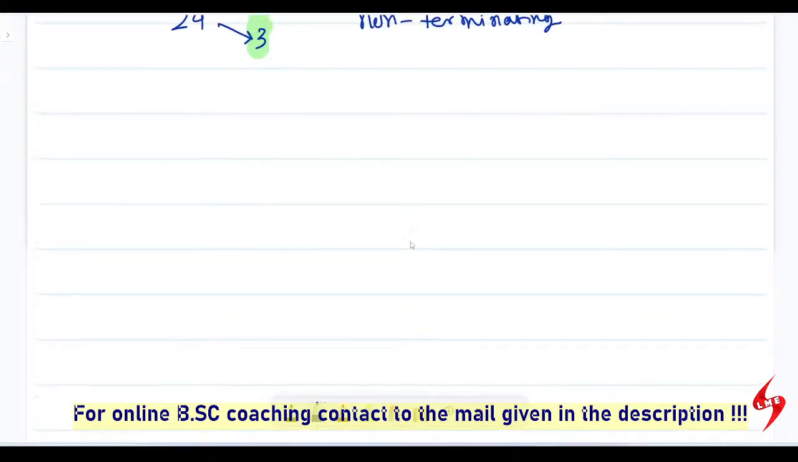Next is repeating decimal expression, or recurring also.